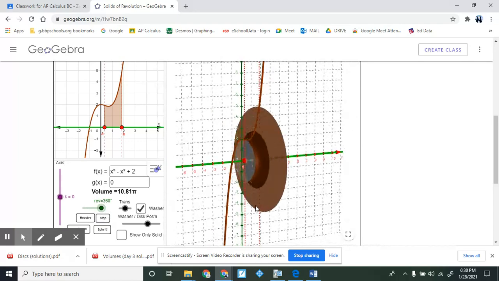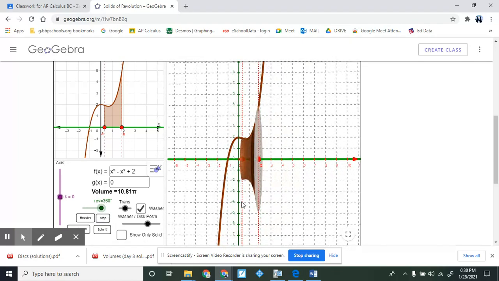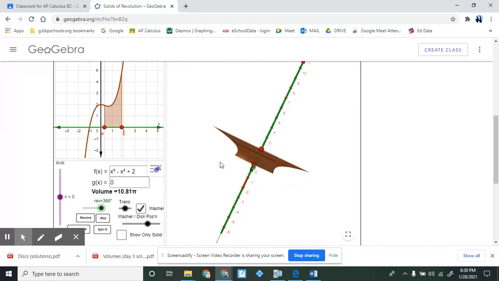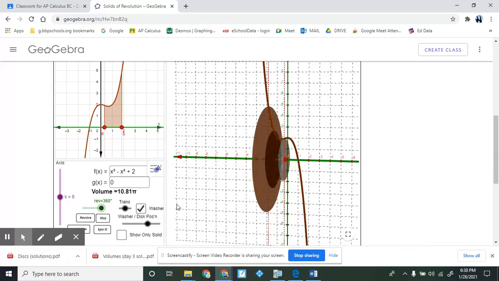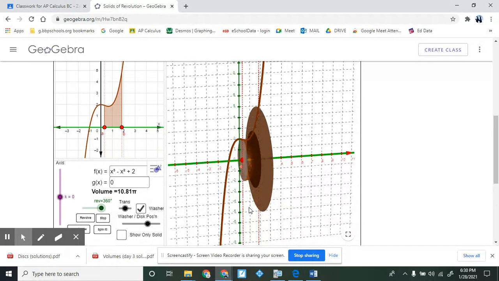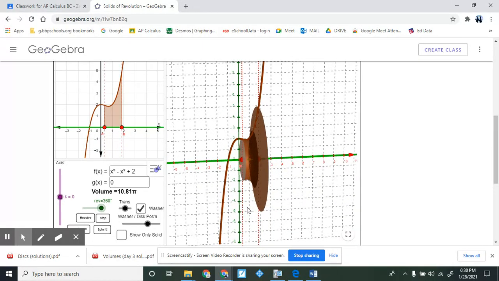And so I can mess with the perspective, and you can kind of see the shape of this solid here. Not 100% sure what that thing would be. Some sort of funky hat, maybe. I don't really know, but nonetheless, that's the solid you get.